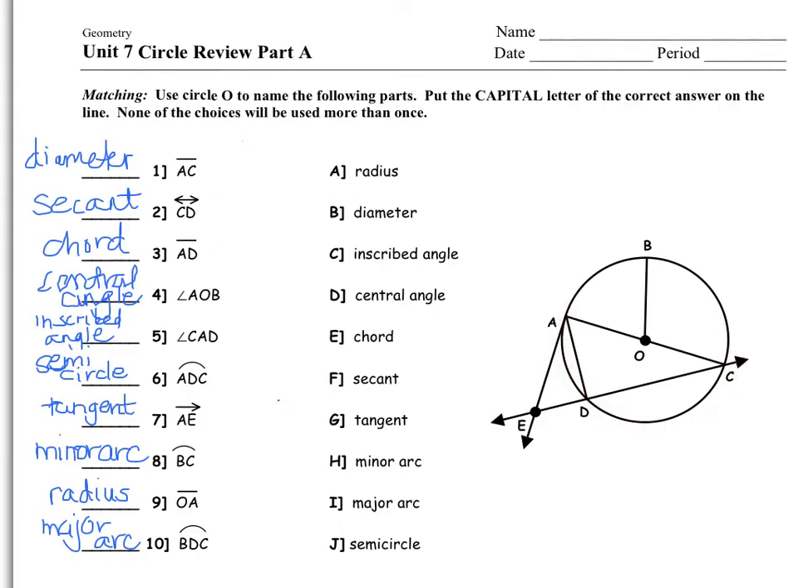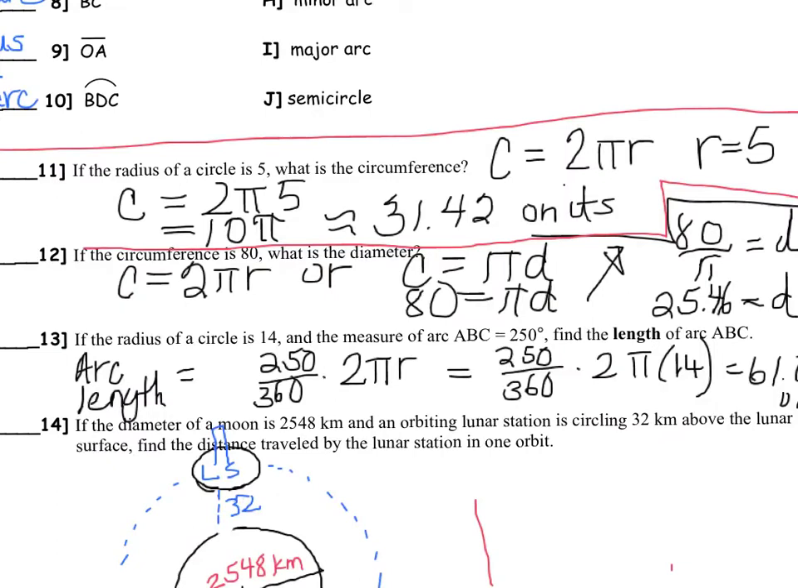Ray AE, so if you look at ray AE, it touches 1 point on the circle and it goes in the opposite direction. That is actually a tangent. Arc BC. Arc BC here, if we look at it, it's going to be smaller than a semicircle arc, and therefore must be a minor arc. OA, so line segment OA touches the center of the circle, touches a point on the circle, must be a radius. And finally, arc BDC is bigger than a semi and bigger than a minor, so it must be a major arc. Okay, so let's look at question number 11.